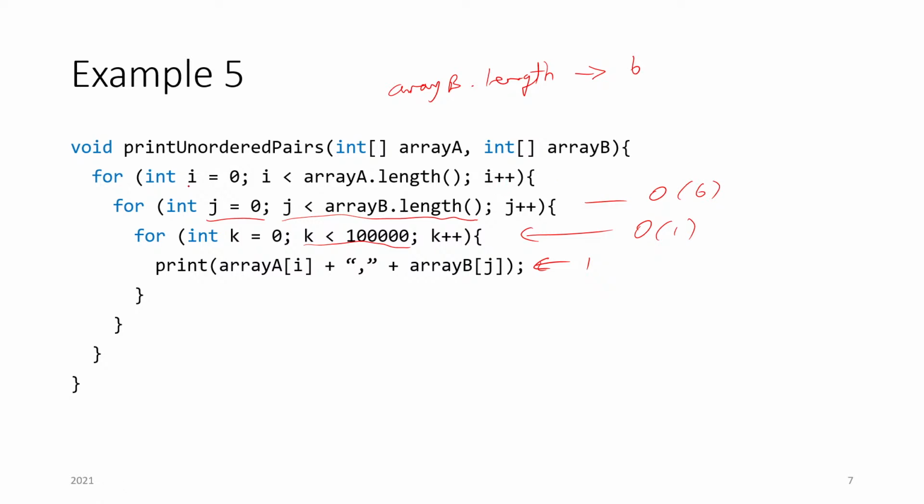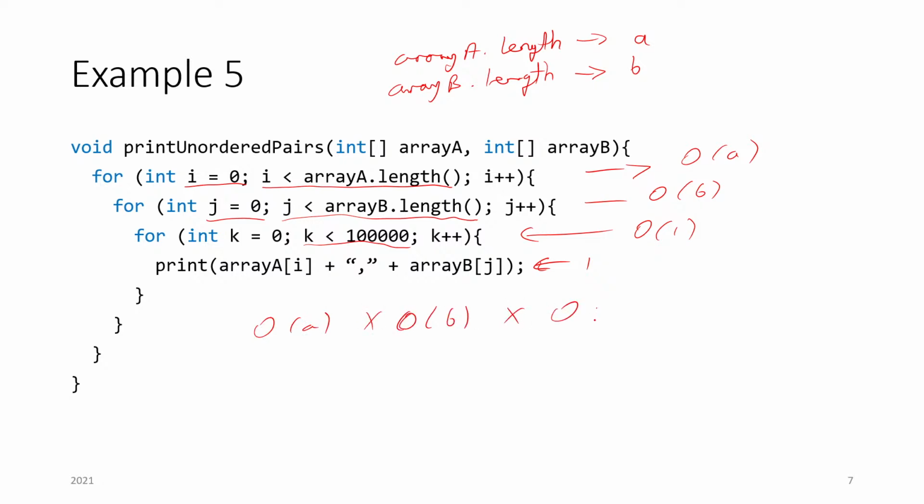And then for the next loop here, i starts at 0 and i goes to array a length, so array a dot length can be treated as its own variable a because arrays a and b have no explicit relationship that was given to us. So this here is going to be order of a. And the loops here are nested, so that means these orders multiply with one another. That's order of A by order of B by order of 1, which is going to be order of AB as required.